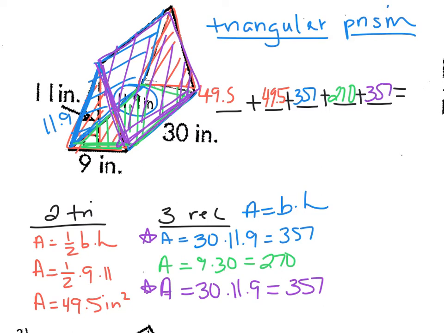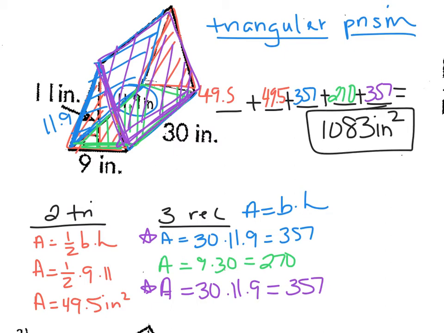Okay, so then to finish this up, we need to add all the sides together. So 49.5 plus 49.5, those are the triangles, plus 357 plus 270 plus 357. And that gives you a total of 1,083, and this is going to be inches squared. So the surface area of that triangular prism is 1,083 inches squared.